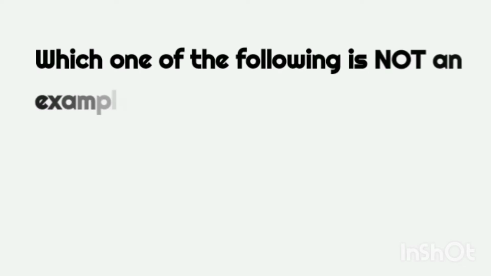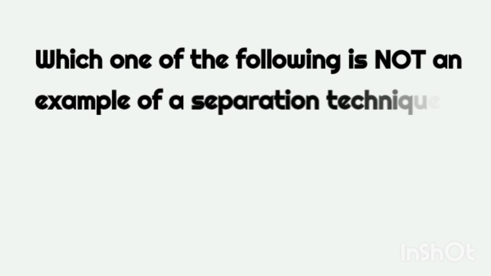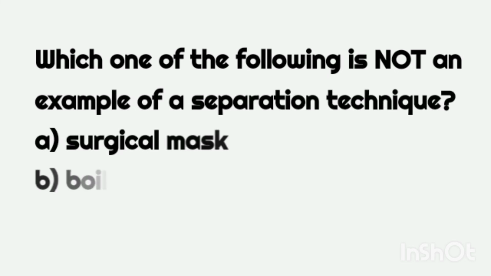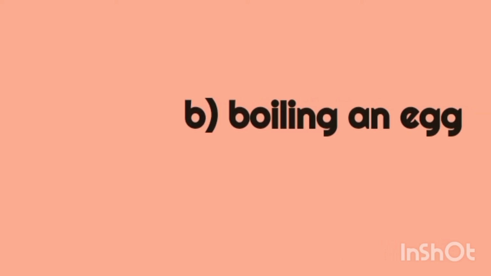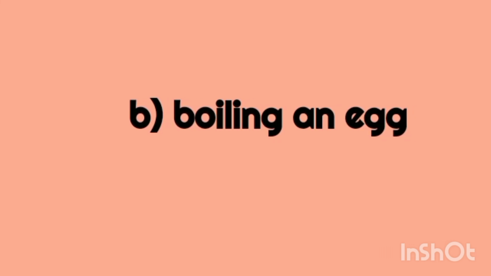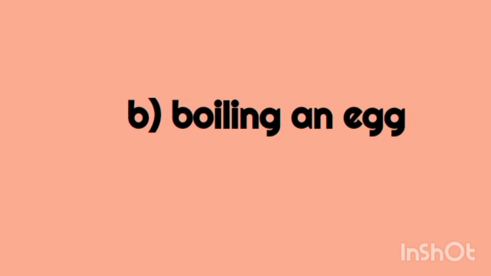Which one of the following is not an example of a separation technique? A, surgical mask, B, boiling an egg, C, fishing net. And of course it's boiling an egg. Yes, a surgical mask prevents things from passing through, and a fishing net is used for separating fish from the water. So that's it.